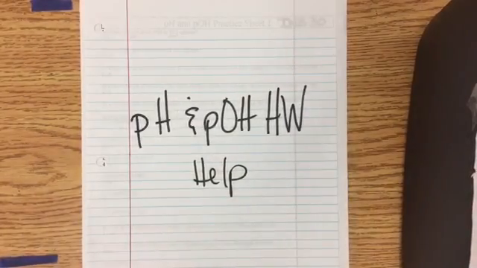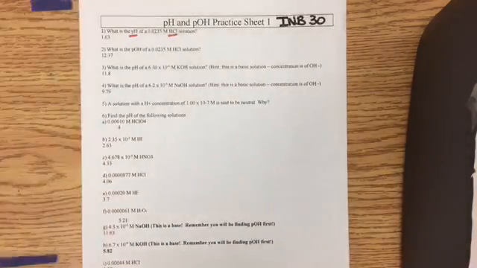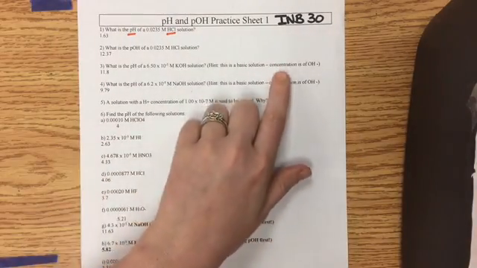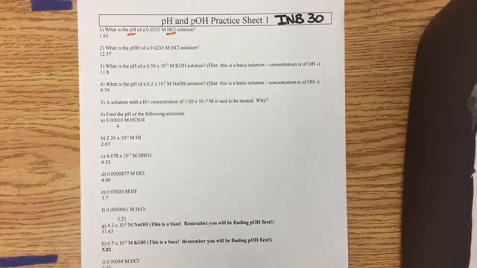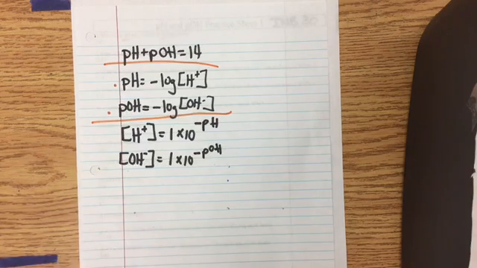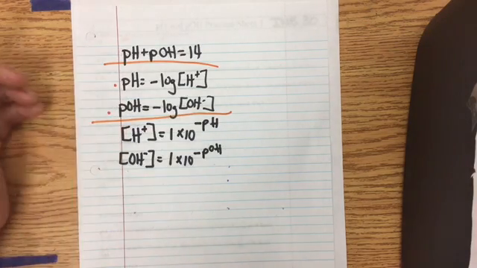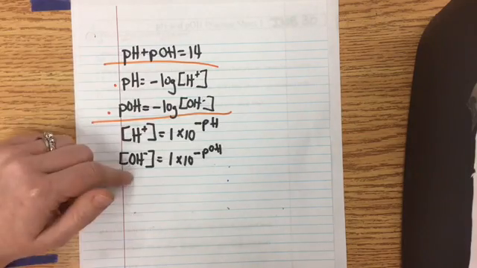This video is for pH and pOH homework help. Today we're going to be looking at Interactive Notebook page 30, the pH and pOH practice sheet. In the previous videos for introduction, I've given you a list of equations that you can use when calculating pH, pOH, and the concentration of both H3O plus and OH minus.